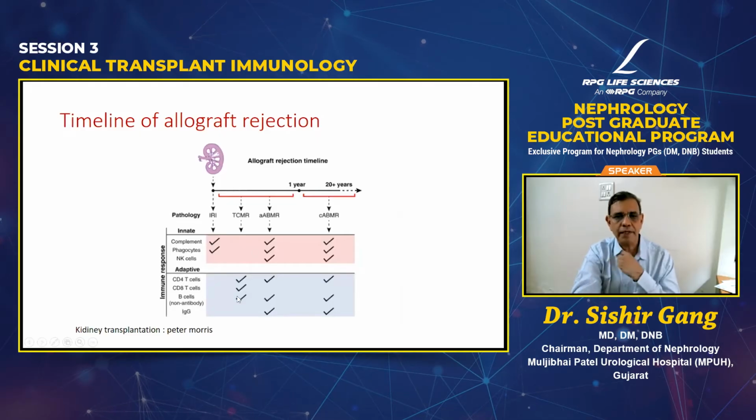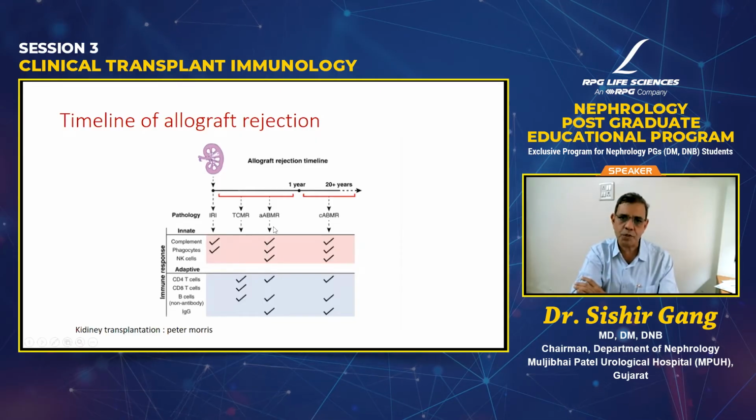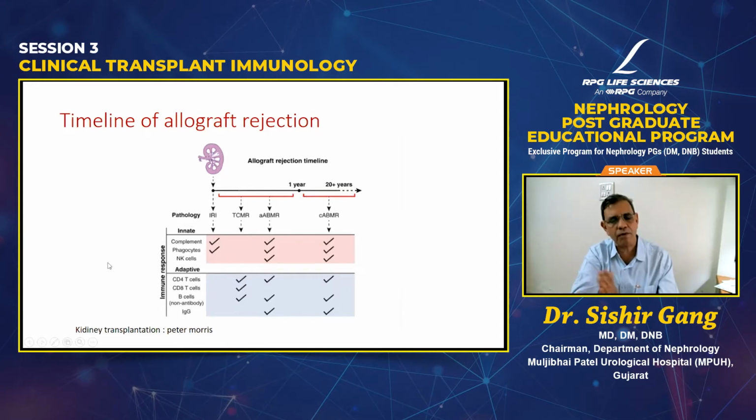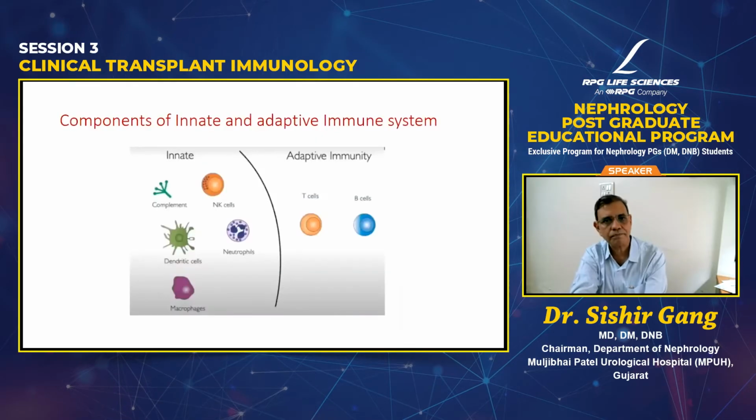Subsequently, you get a T-cell mediated rejection. Then you get an acute antibody-mediated rejection if it is a naive transplant that is not exposed to the antigens prior to it. And then over the years, you get chronic antibody-mediated rejection. Different players play a role in them, and we shall see how these players play a role in the rejection process.